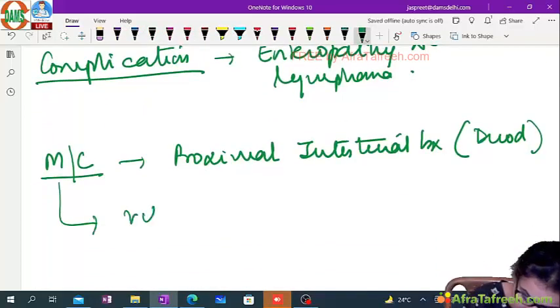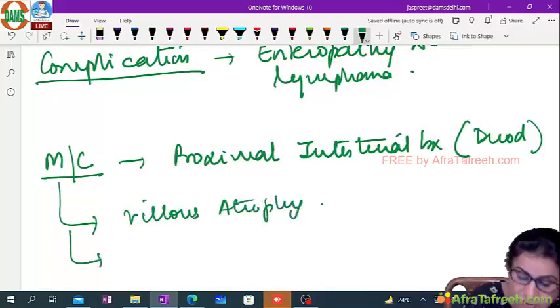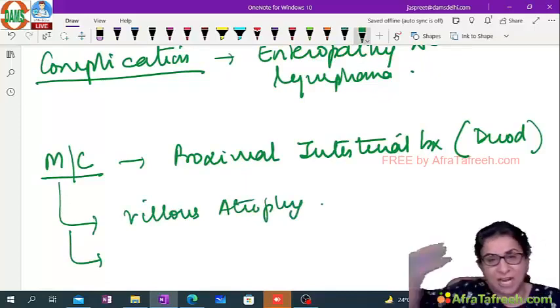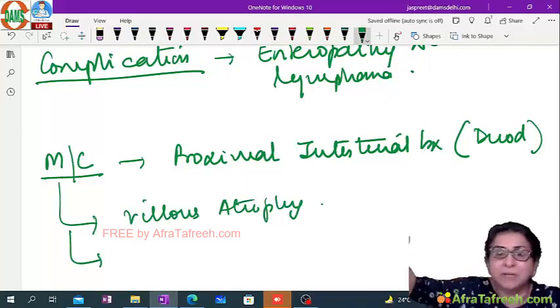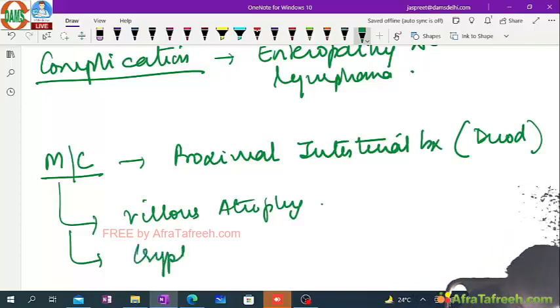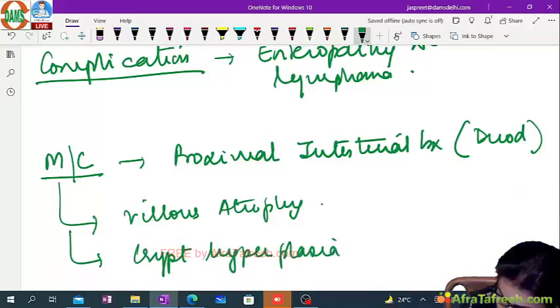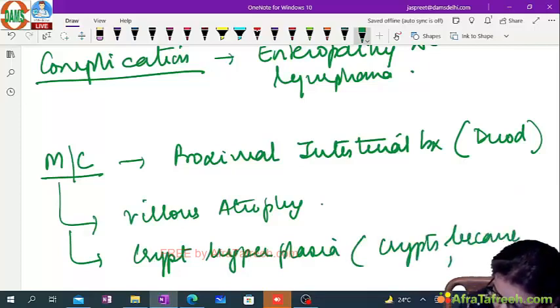Number one, villus atrophy. Villi become atrophic. Two, the villi become flat and crypts become deeper. Second, there is crypt hyperplasia, that is, crypts become deeper. You know why this happens?